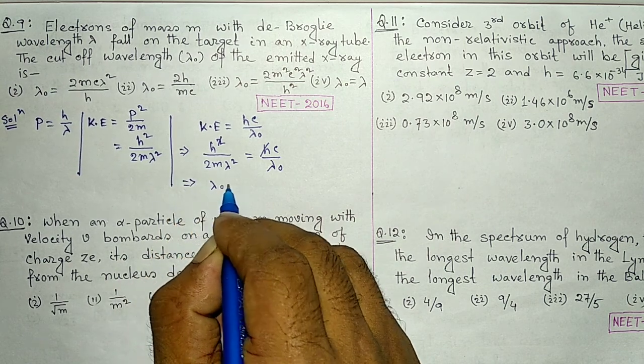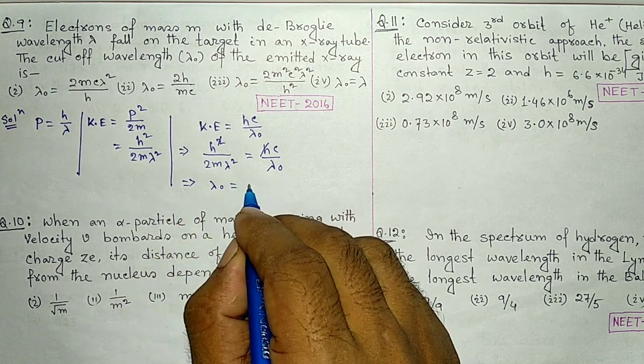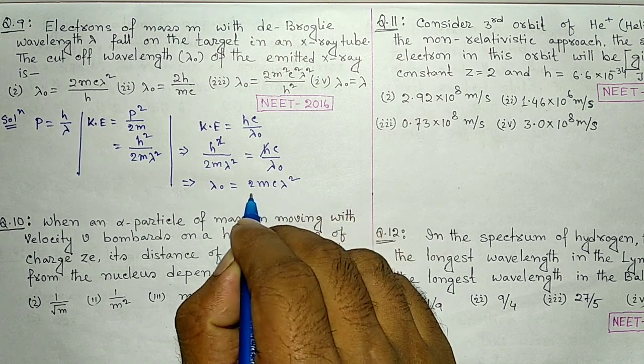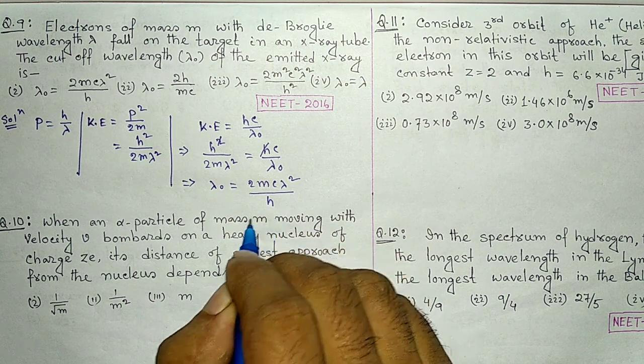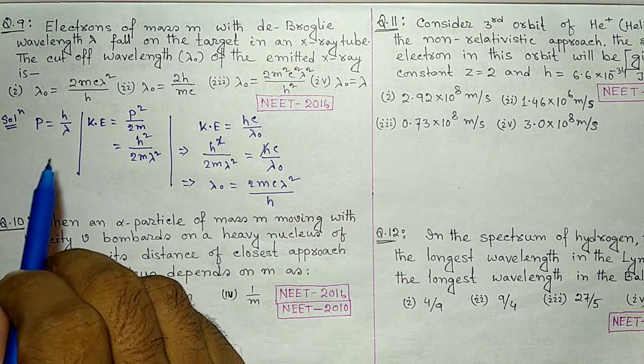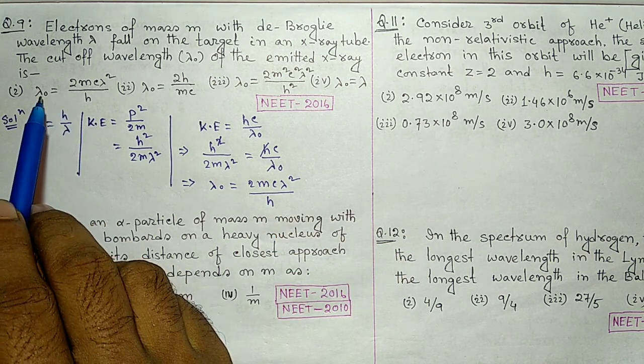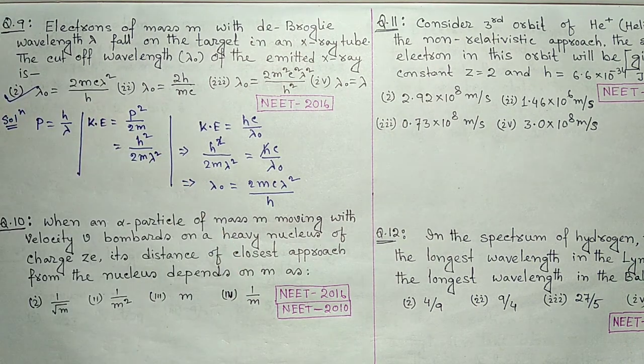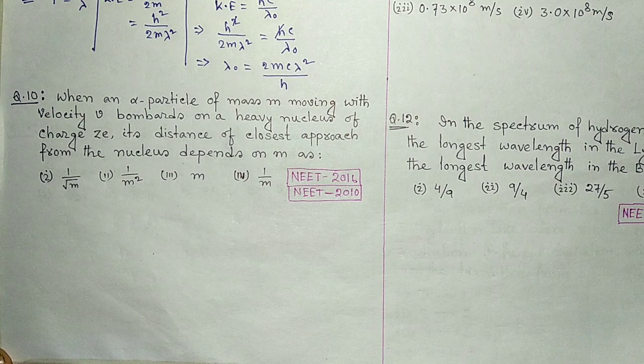Now lambda naught is equal to 2mc lambda square divided by h. So the right answer is option 1, 2mc lambda square by h. Option 1 is the right answer.